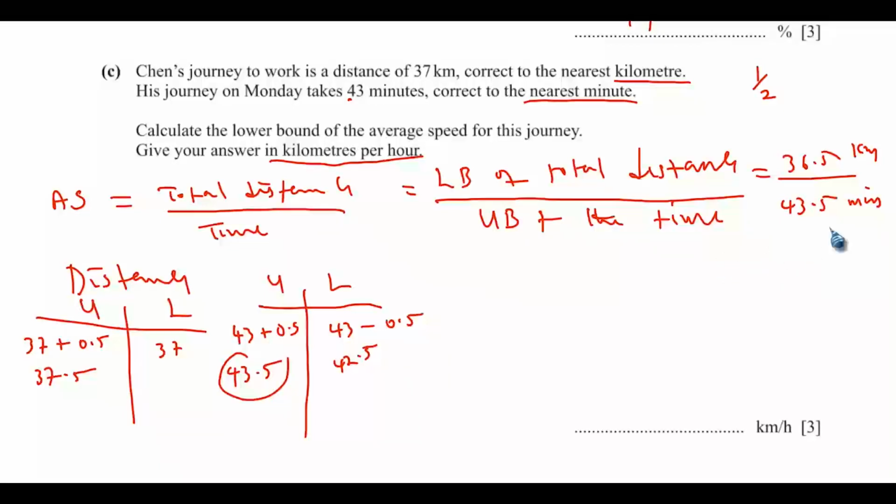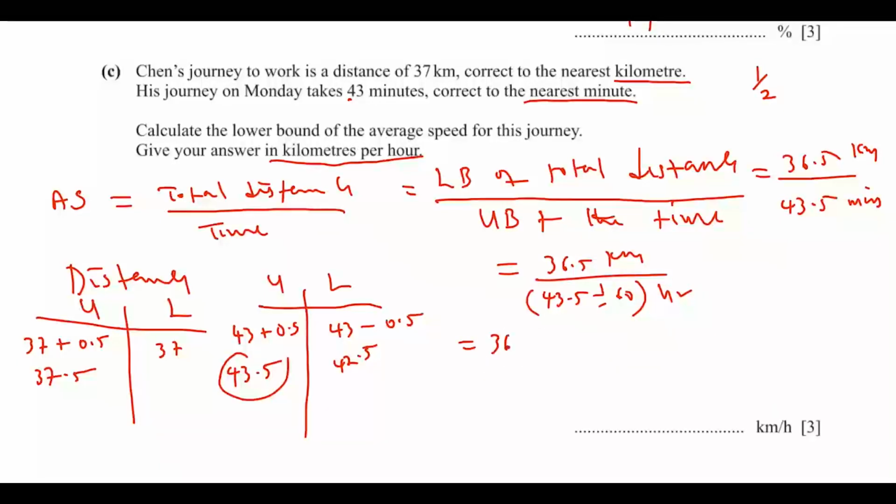So to do that, you divide by 60. So let's say it's equal to 36.5 kilometers over 43.5 divided by 60, which will now be in hours. If you input this, first you have to do 43.5 divided by 60, so you get 0.725. I think I can do it here for you.